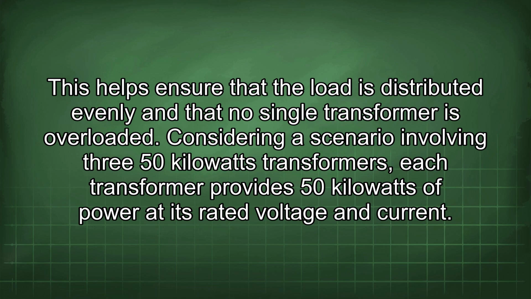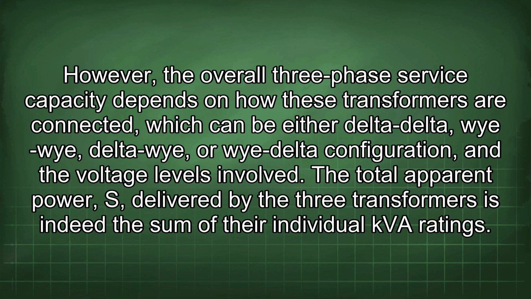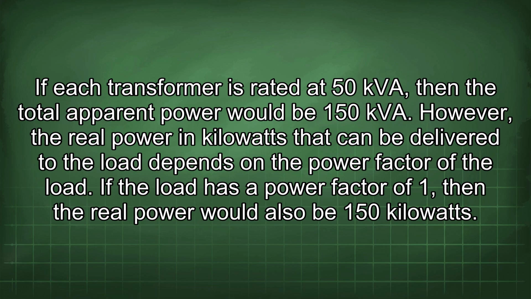Considering a scenario involving three 50 kilowatt transformers, each transformer provides 50 kilowatts of power at its rated voltage and current. However, the overall three-phase service capacity depends on how these transformers are connected, which can be either delta-delta, Y-Y, delta-Y, or Y-delta configuration, and the voltage levels involved. The total apparent power, S, delivered by the three transformers is indeed the sum of their individual kVA ratings. If each transformer is rated at 50 kVA, then the total apparent power would be 150 kVA.